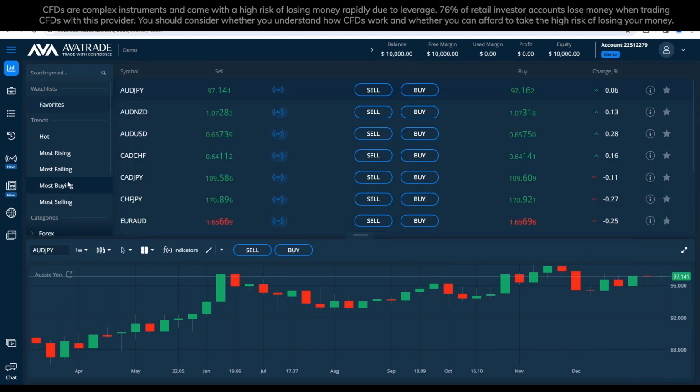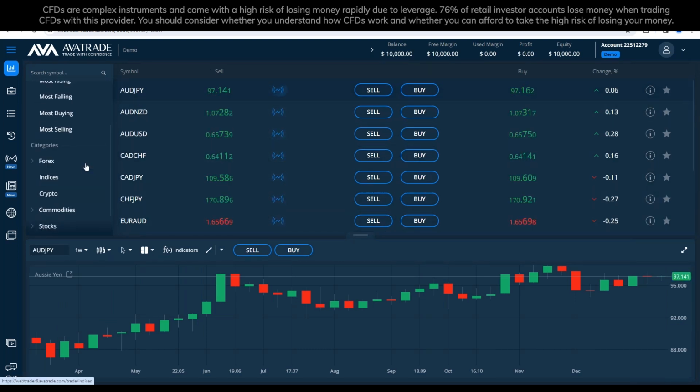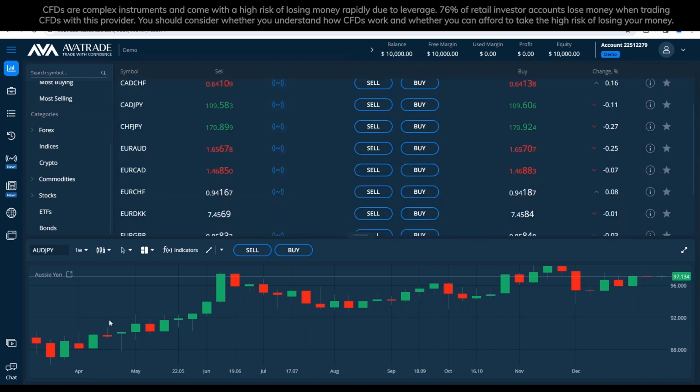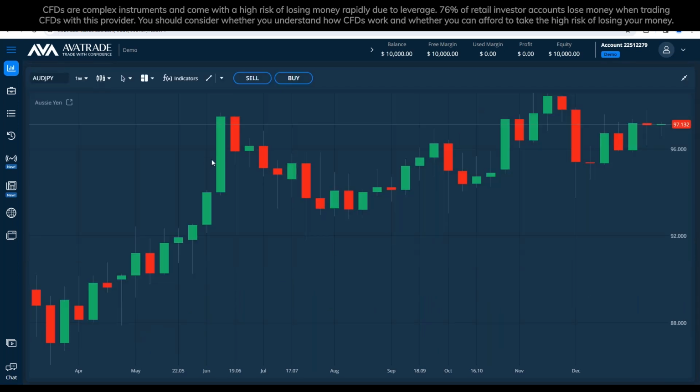Above we have those nice lists with categories. As you can see, Forex, indices, cryptos, commodities, and stocks. Once we choose our asset, let's suppose we're going to stay with this for now for the sake of the discussion, and then we can bring it back here.